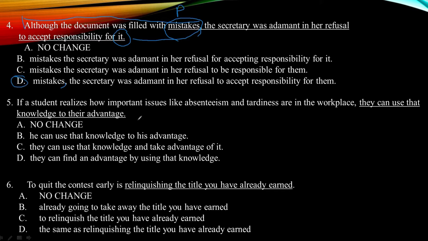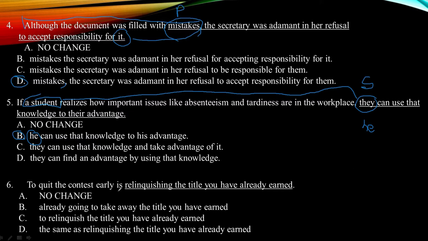If a student realizes how important issues like absenteeism and tardiness are in the workplace, I'm going to stop, because the rule is every time you see a pronoun, you have to go look for the antecedent. And who are we talking about? A student, not a dozen of them, just a student would be your antecedent, and it's singular, therefore this has to be a singular pronoun, which would be he. If a student realizes how important issues like absenteeism and tardiness are in the workplace, he can use that knowledge to his advantage.